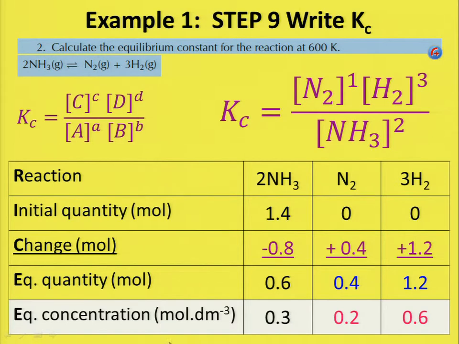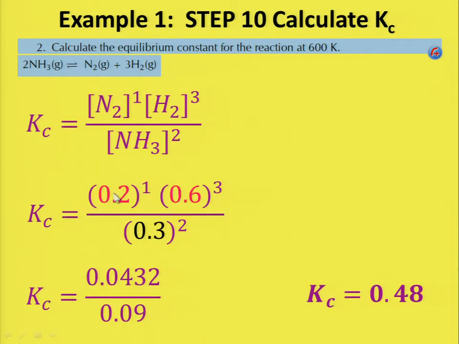Okay, now you have the concentration of ammonia and you just calculated the concentration of nitrogen and hydrogen. So now you can just add your values into your equation and do the maths. That would give you 0.2 to the power of 1, times 0.6 to the power of 3, divided by 0.3 to the power of 2, which then gives you 0.0432 divided by 0.09, and then Kc is 0.48.